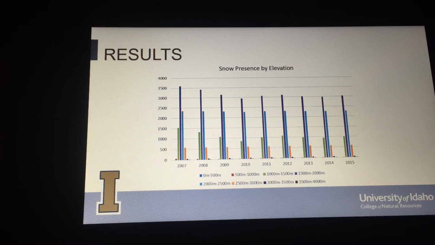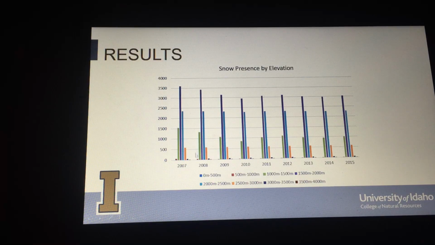So we'll go over the results of my analysis. So the 0 to 500 meter category did not have any snow in any of the years. The 500 to 1,000 meter category, seen here, fluctuated greatly across the study time. It had about 40 cells at its highest and down to 1 or 2 at its lowest, showing a lot of fluctuation. The 1,000 to 1,500 meter elevation class had a lot of fluctuation with both upward and downward trends throughout the study time.